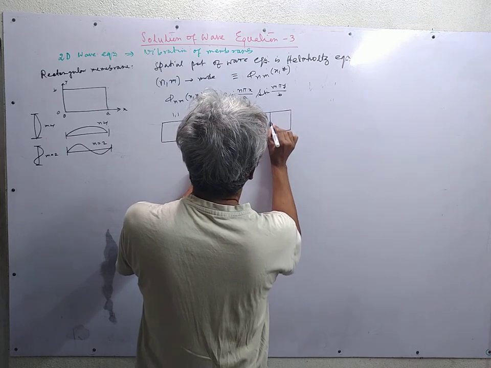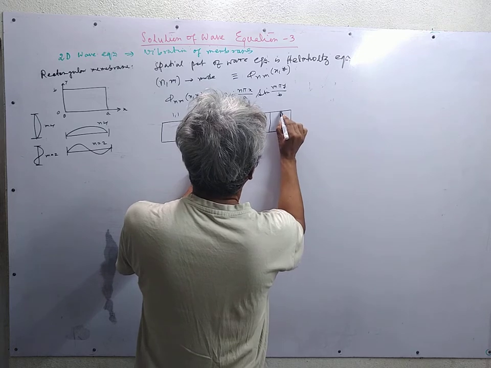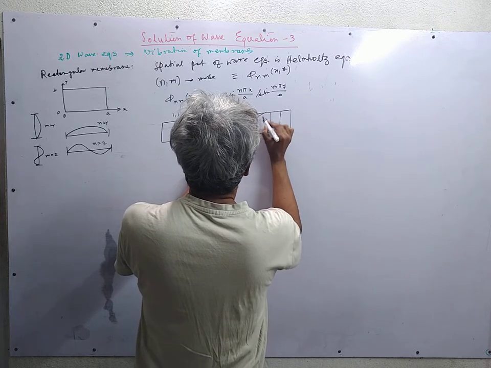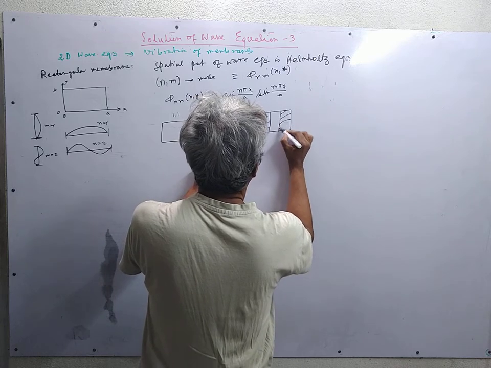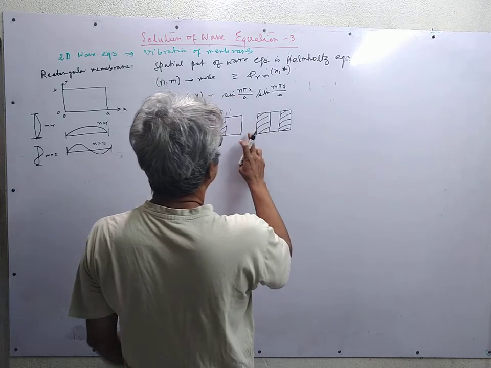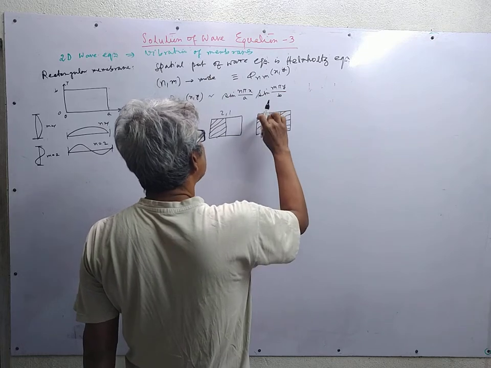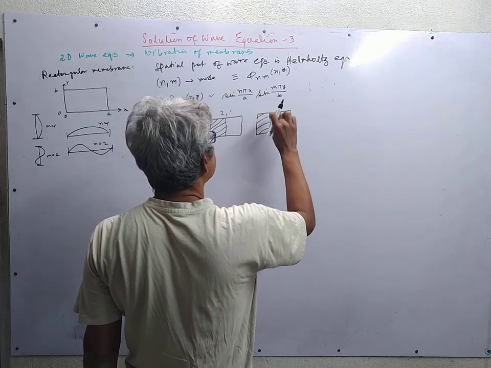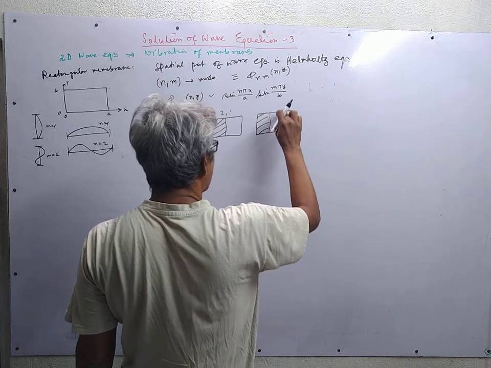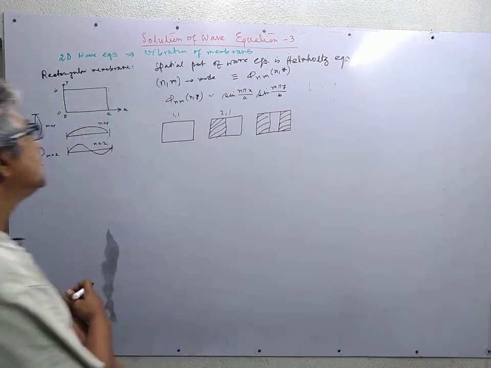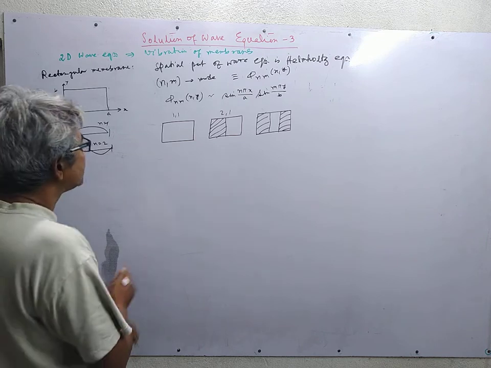This entire strip is divided into three equal parts. If all the points of this part have positive displacement, then this one has negative displacement, this again positive displacement, and along the line there is no displacement, that is, the nodal lines.